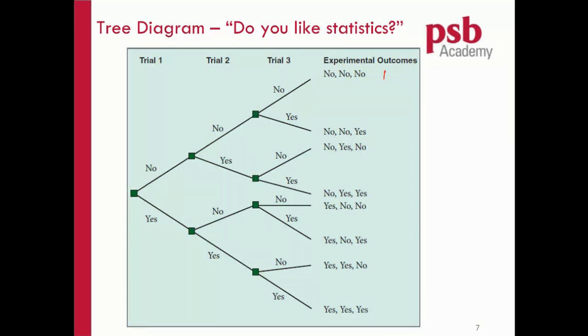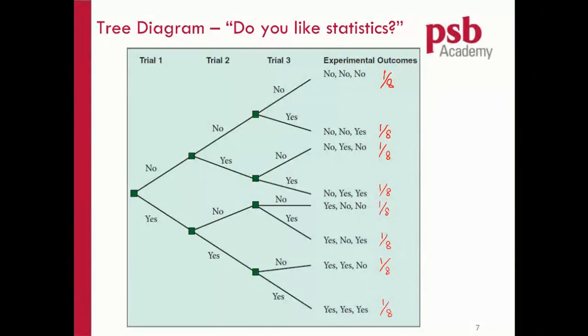It will be 1 out of 1, 2, 3, 4, 5, 6, 7, 8, right? Out of 8. Okay, so each of these is 1 of 8. So the chance of getting all yes is also 1 out of 8.